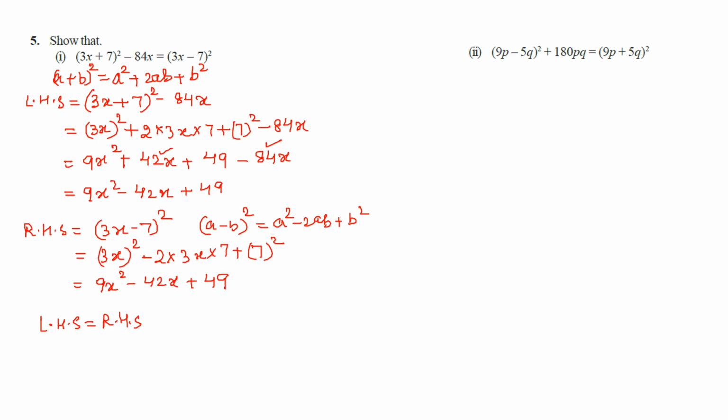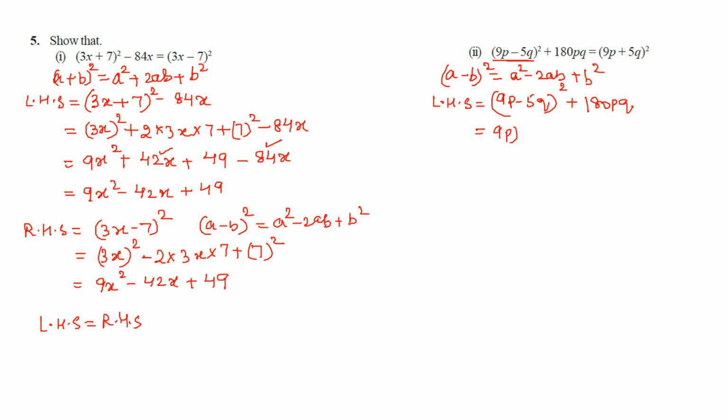Now second one is (9p minus 5q) whole square plus 180pq equal to (9p plus 5q) whole square. So here also I can use (a minus b) whole square. So (a minus b) whole square is a square minus 2ab plus b square. So I have to take the LHS. LHS is (9p minus 5q) whole square plus 180pq. Now this question is same as the first question. Okay, so now use the identity.